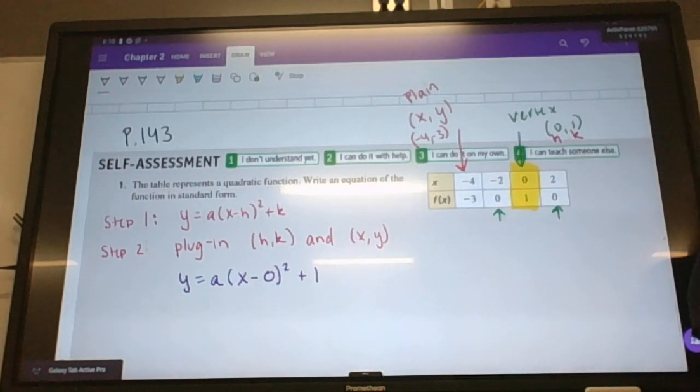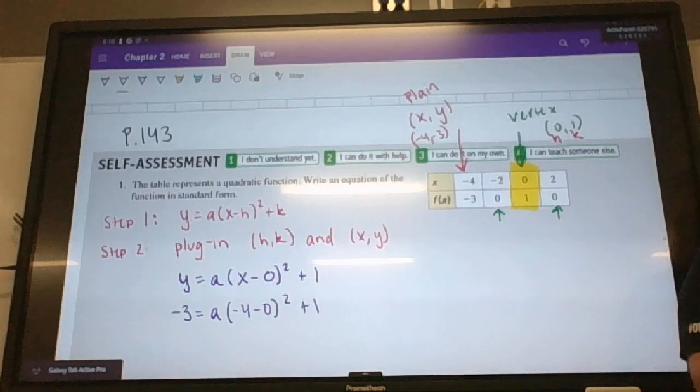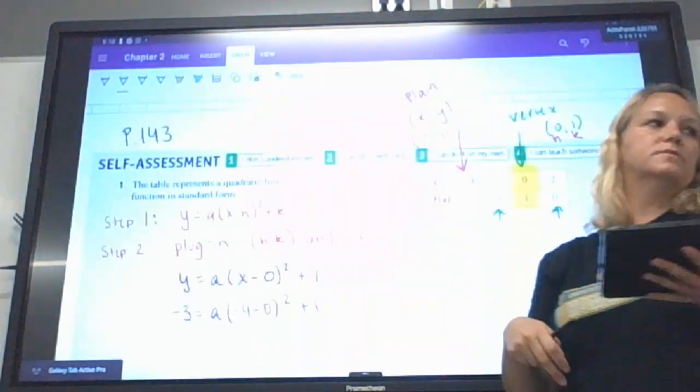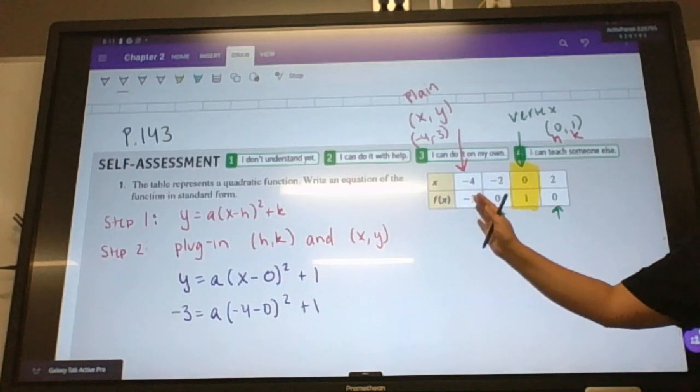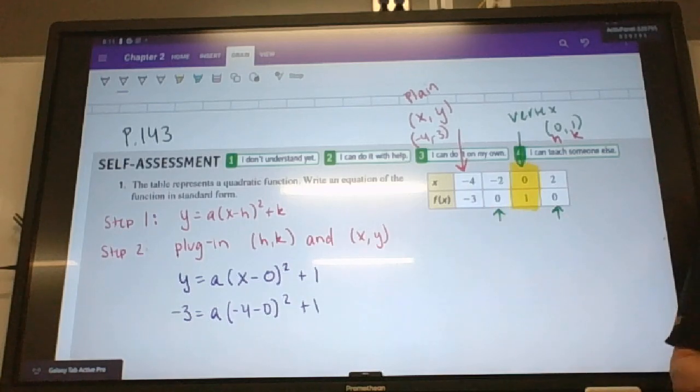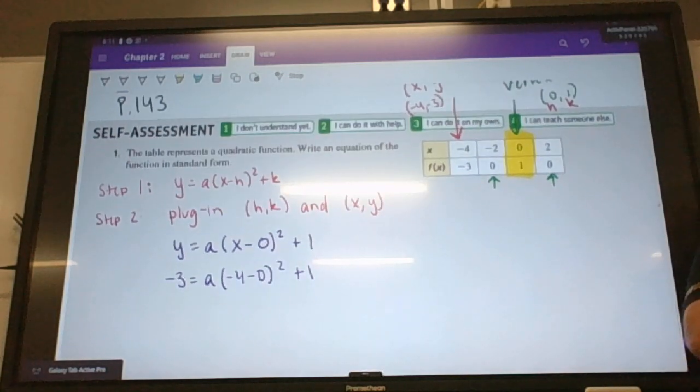So now we're at negative 3 equals a, in the x spot I'm going to put negative 4 minus 0 squared plus 1. You can pick any of them, just don't pick the vertex. So it's a really good idea because probably those zeros would have been easier, huh? I will always use the first point just to give everybody a system, but you could have picked any of these 3 white points. All right, step 3 is to simplify, find A.